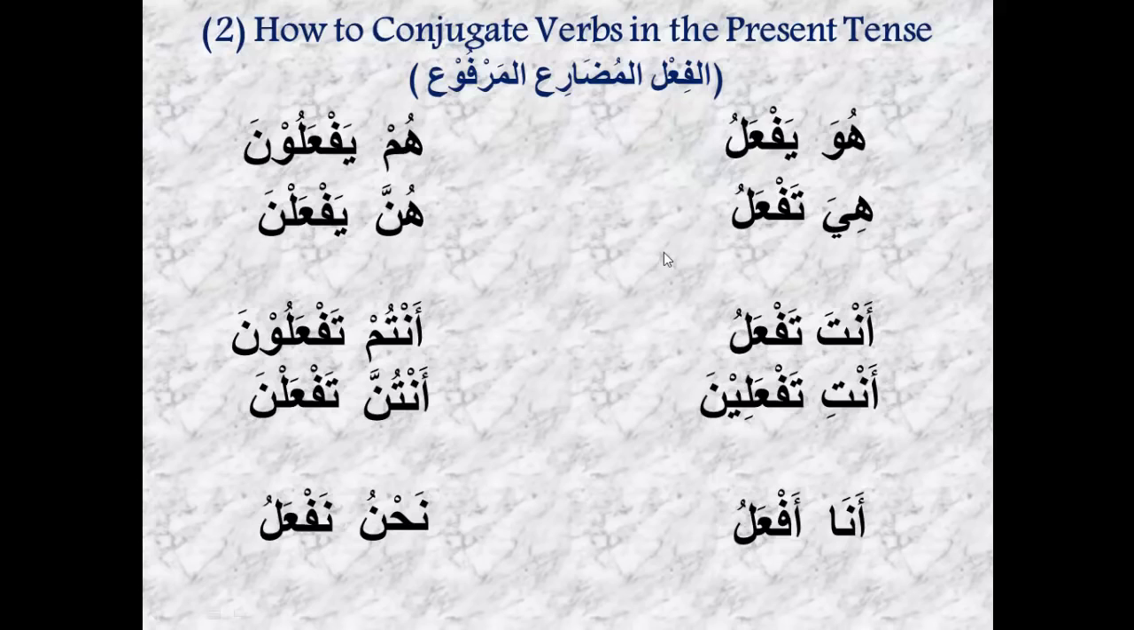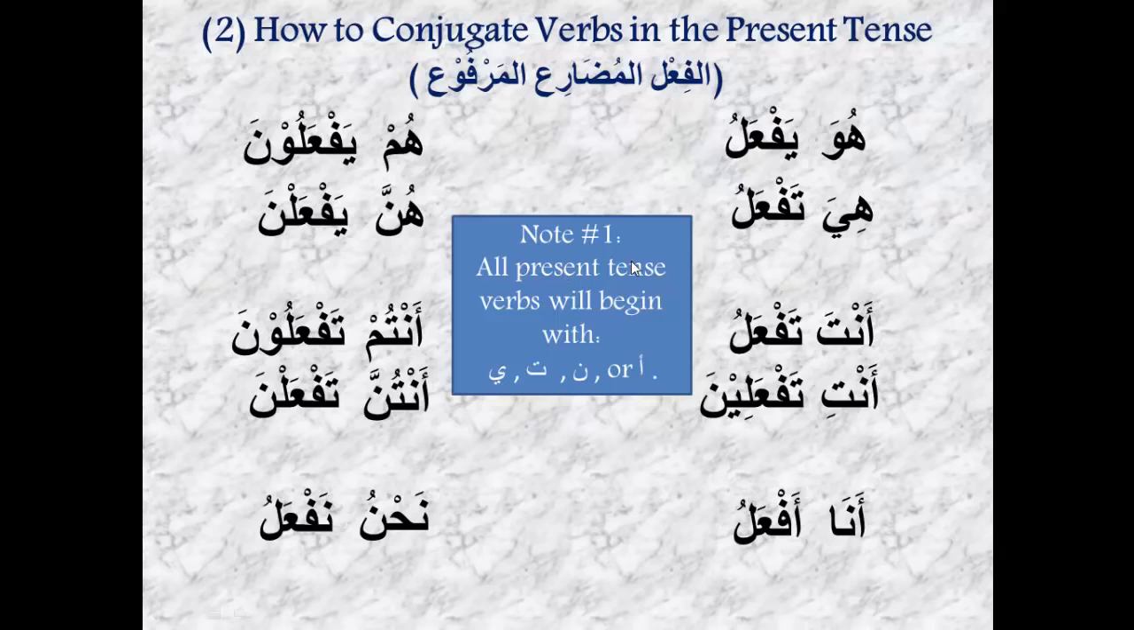Observation number 1: note that all present tense verbs, al-fi'l al-mudari' marfu', or actually all fi'l mudari' for all three cases, all of them begin with hamza, noon, ta, or ya. So notice how we have the ya for most of the third person pronouns except for the hiya. We have a ta in front of every single verb conjugated in the second person. And then we have noon for nahnu, naf'al, and hamza for ana af'al. So all present tense verbs will begin with one of these letters. Now, it's not necessarily true that every verb that begins with one of these letters must be in the present tense. You have verbs like akhadha, which means he took, that is in the past tense. That begins with a hamza. But do note that all present tense verbs will begin with one of these letters.